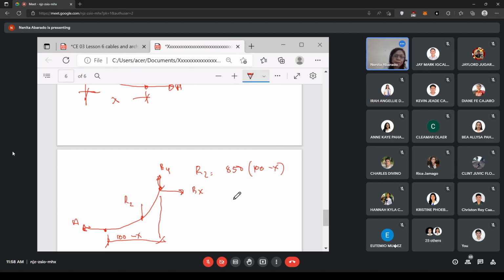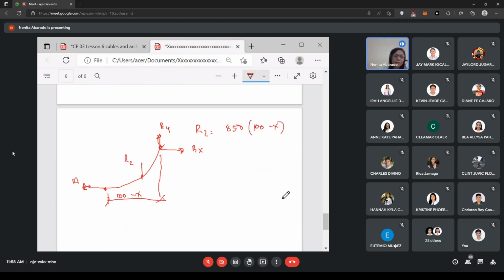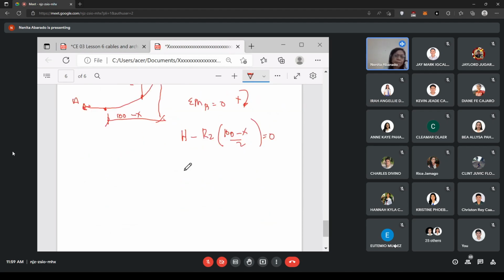So therefore, what is the value of h? Magkuha tayo ng moment dire. Let's say summation of moment at point B is equal to 0. Okay, so therefore we have H minus R sub 2 times 100 minus X over 2 is equal to 0. So therefore we have H is equal to R sub 2. Anong R sub 2? 850 times 100 minus X.